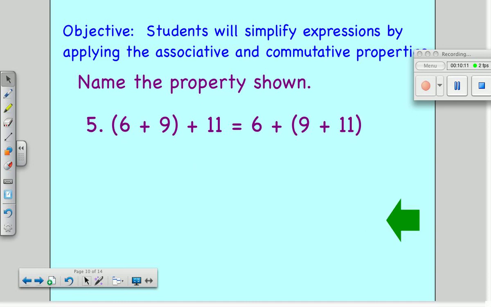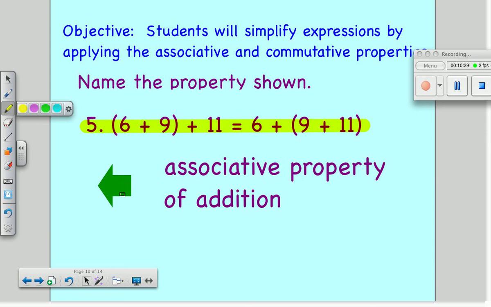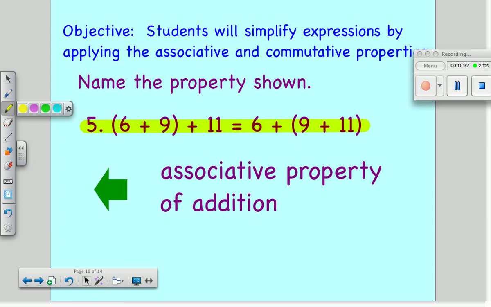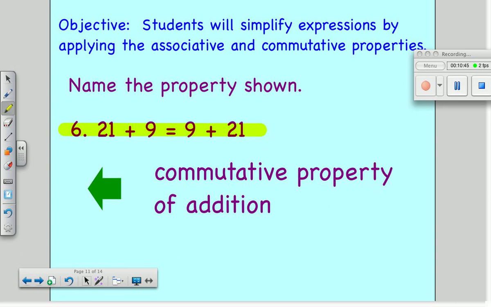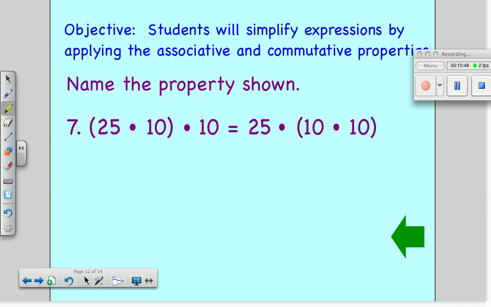Number 5. Again, write the problem. And here we have our 6 and 9 grouped together on the left. And then on the right, we have the 9 and 11 grouped together. Since we changed the grouping with parentheses, it's the associative property of addition. Number 6, we changed the order of the addition. So we have the commutative property of addition.